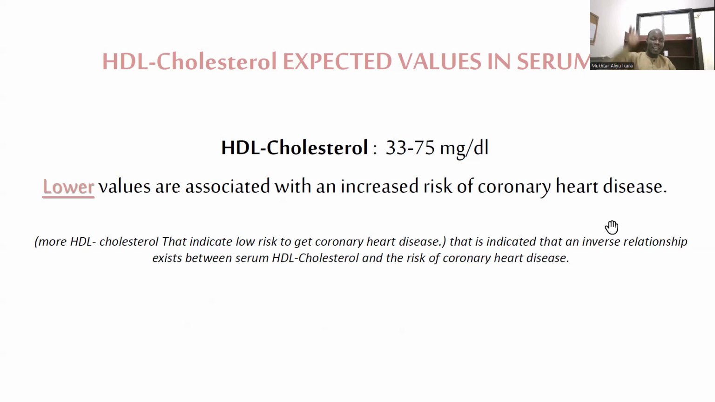So it means that the higher the concentration of HDL cholesterol, the lower the risk of coronary heart disease. So they are in an inverse relationship. When the HDL concentration goes high, the risk of developing coronary heart disease will go down. So this is the concentration, 33 to 75 milligram per deciliter.